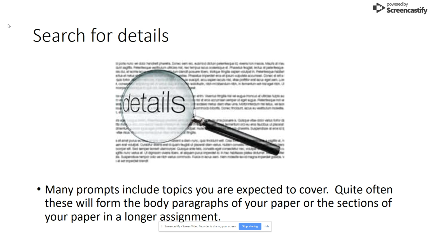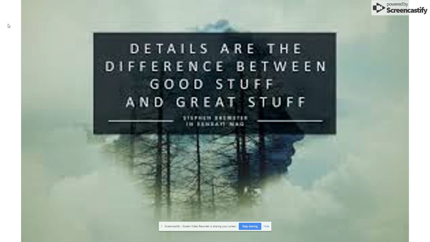When you start writing longer papers in high school and college, those will be the sections of your paper, those details that your teacher or professor is asking for. Very nice quote here that tells you how important those details are.